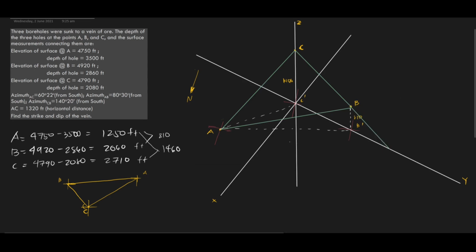And then our strike should be right here. Oh, sorry for that. Okay, so there you have it. So this is our intersection of the plane of the vein and the horizontal plane. And intersection with the y-axis, let's call that point D. Okay, so now let's start computing for the angles in the triangle A, B prime, C prime.